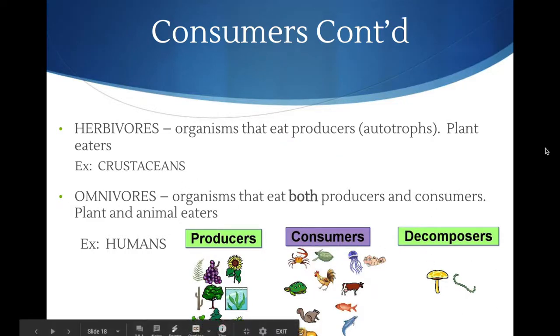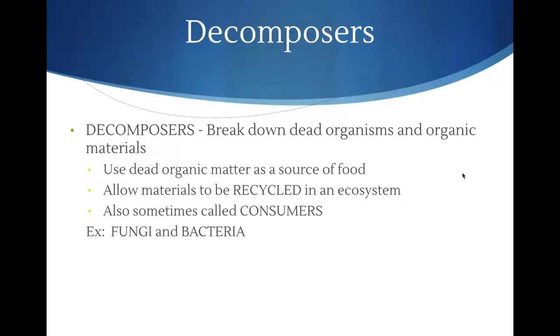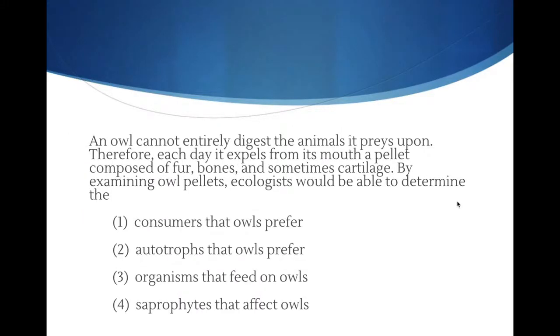So here's a picture that is a good example of the kinds of things you would expect in a producer category, a consumer category, and then of course your decomposers are like your fungi and mushrooms and stuff like that. Decomposers break down dead organisms. Again, feel free to pause the video just so you can write this down. You don't need me to wait in the video. We're going to skip that.